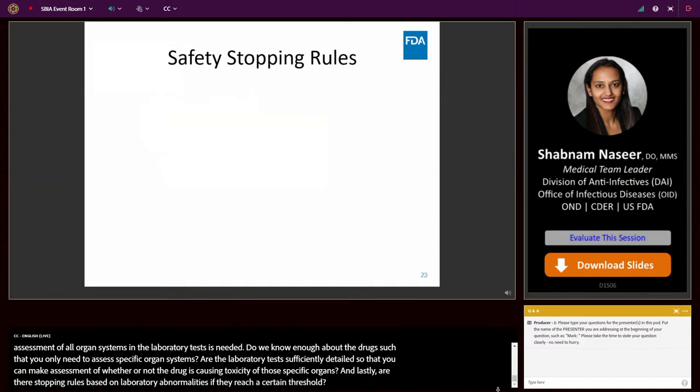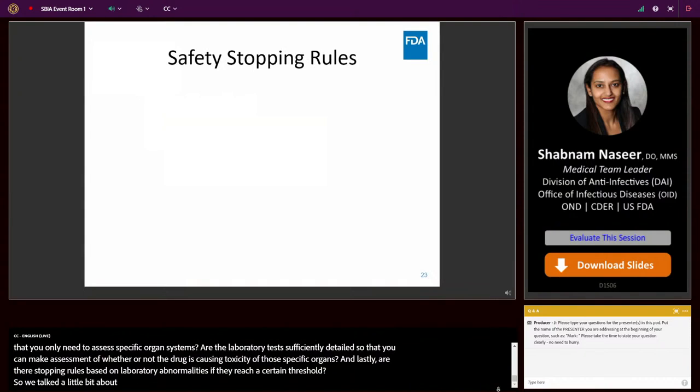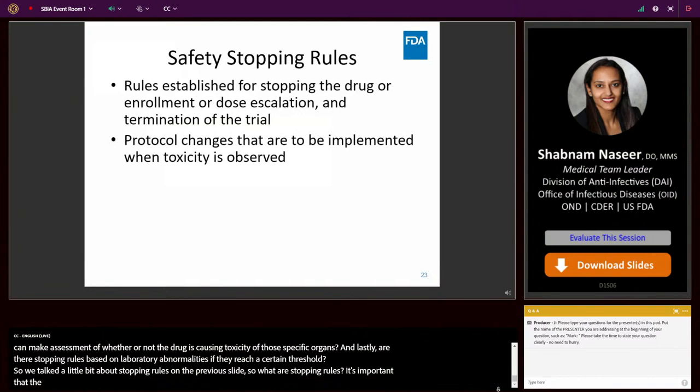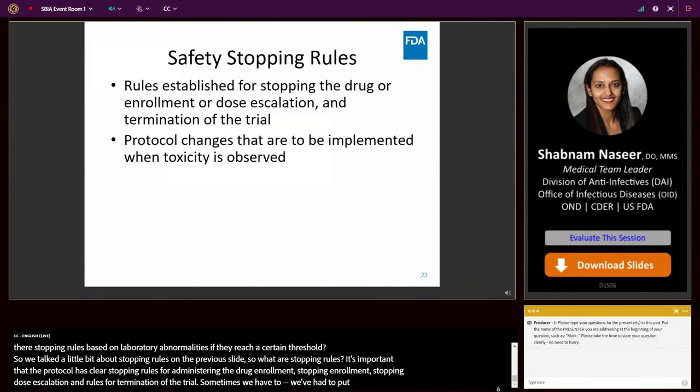So we talked a little bit about stopping rules on the previous slide. So what are stopping rules? It's important that the protocol has clear stopping rules for administering the drug, stopping enrollment, stopping dose escalation, and rules for termination of the trial. Sometimes we've had to put INDs on hold because there were no stopping rules in the protocol.